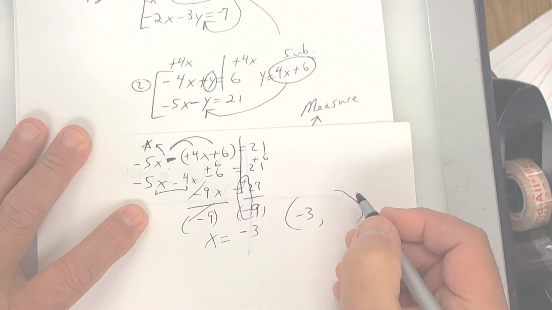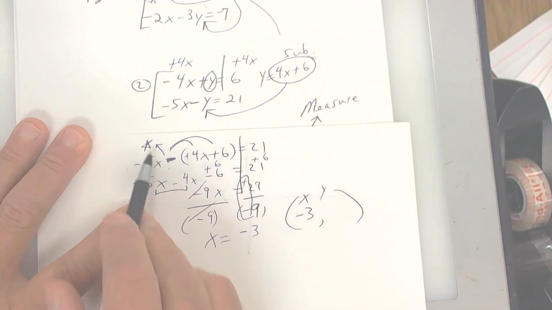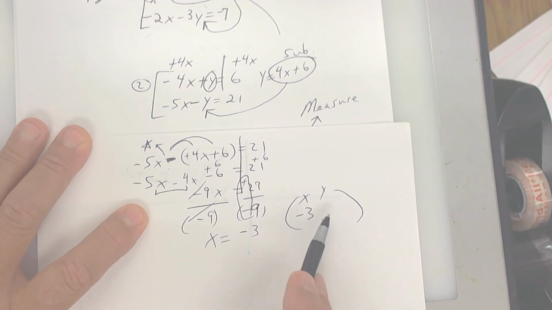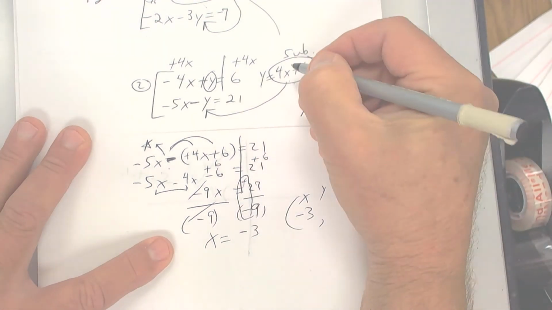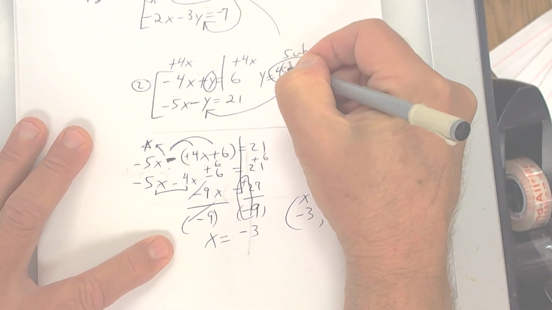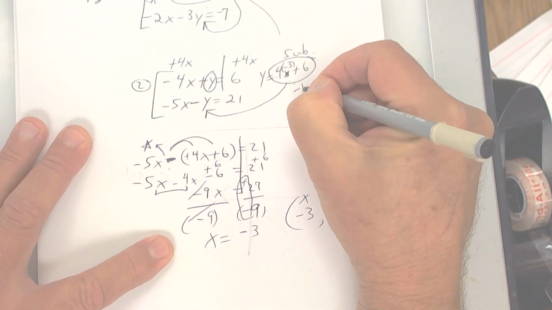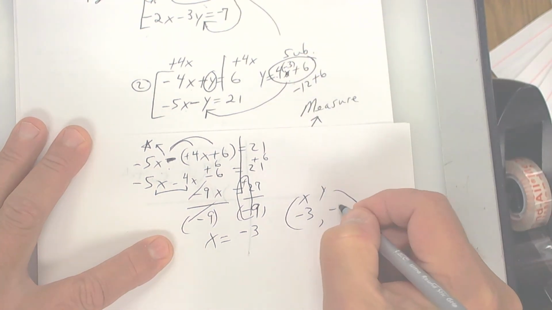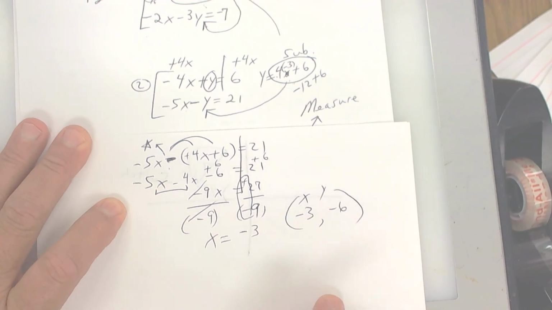Now you got to find y. Some kids can get to this point, they just can't get the other one. All you do is go back to the circle. So where the x is, scratch it out, put negative 3. So 4 times negative 3 is negative 12, plus 6 is a negative 6. This is what we're doing today.